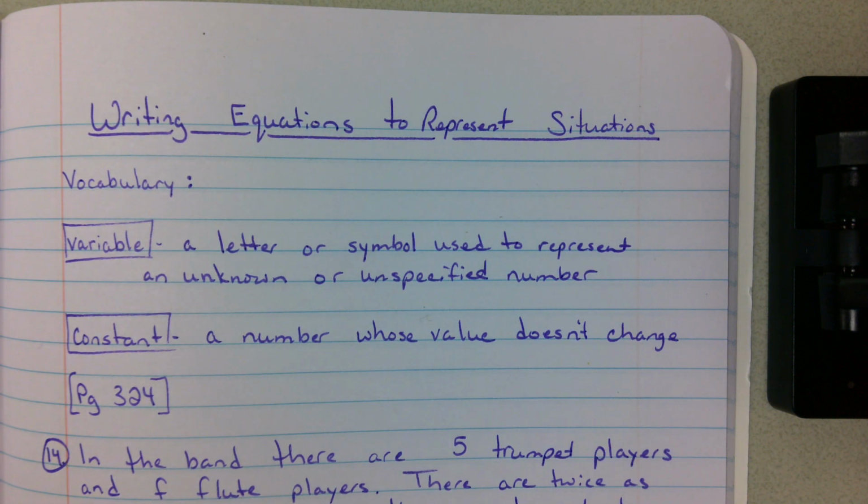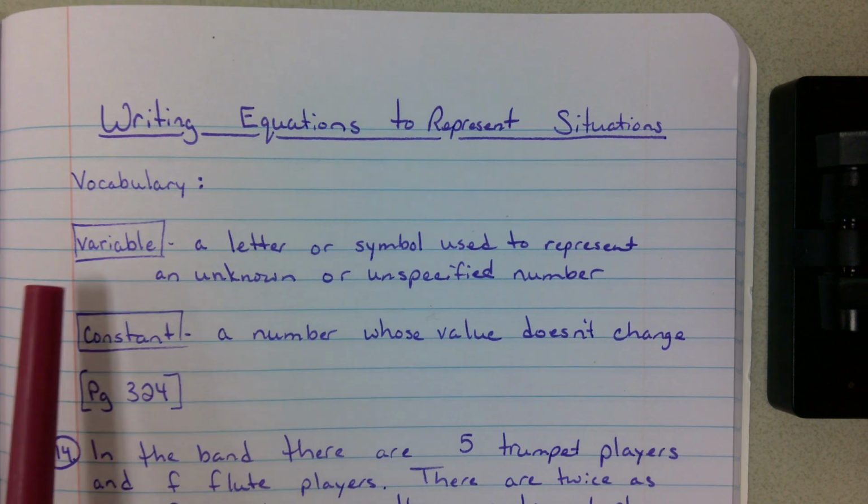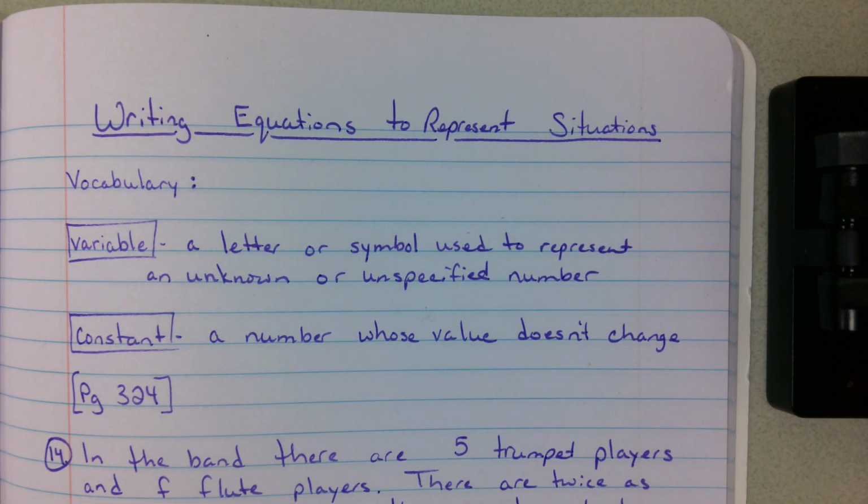Just to recap on some vocabulary that we learned, a variable is a letter or symbol that's used to represent an unknown or unspecified number. A constant is a number whose value doesn't change.